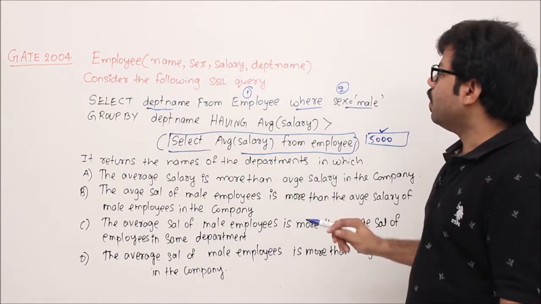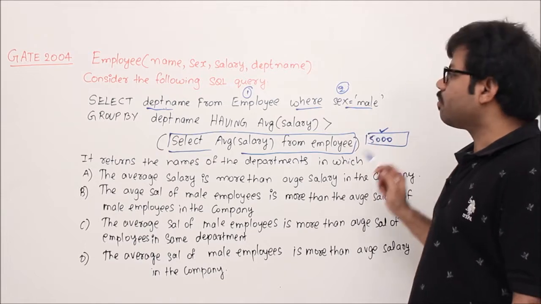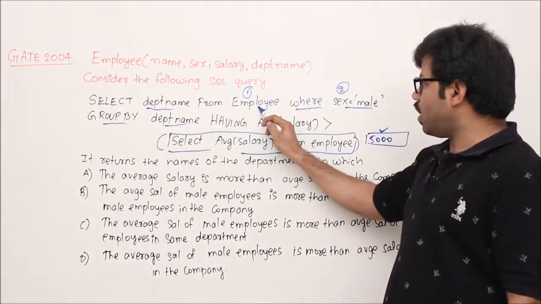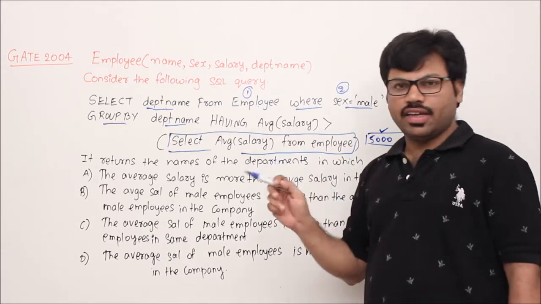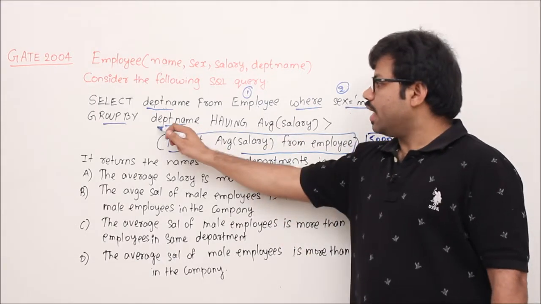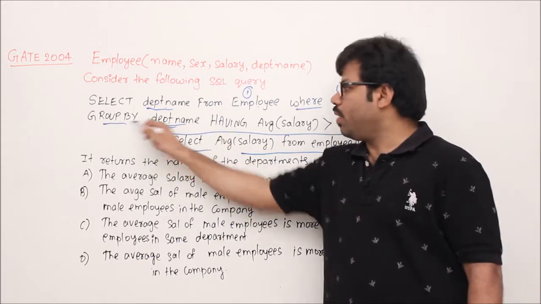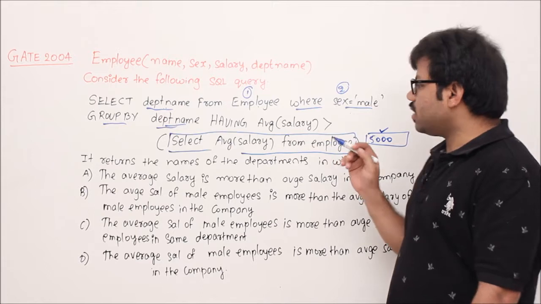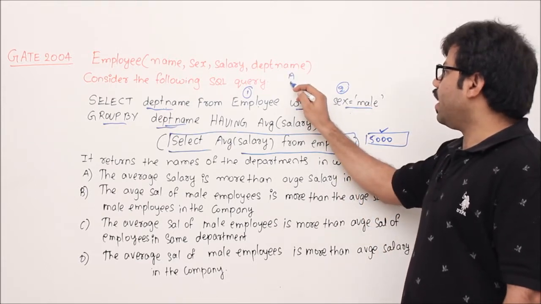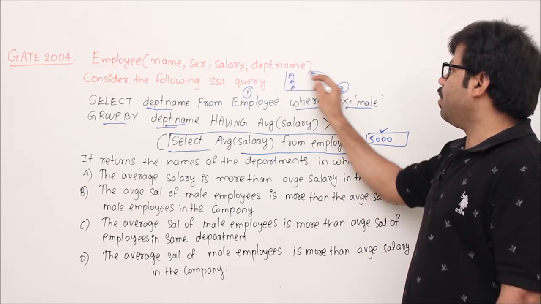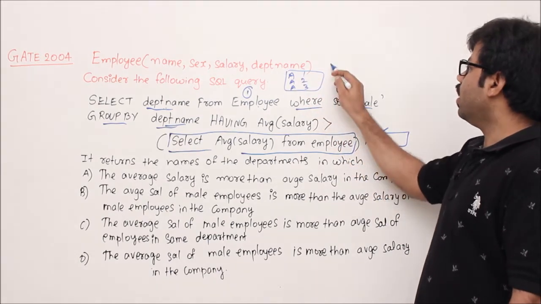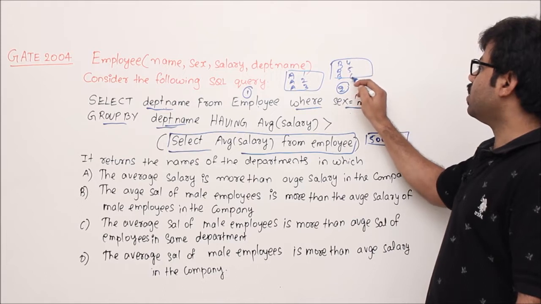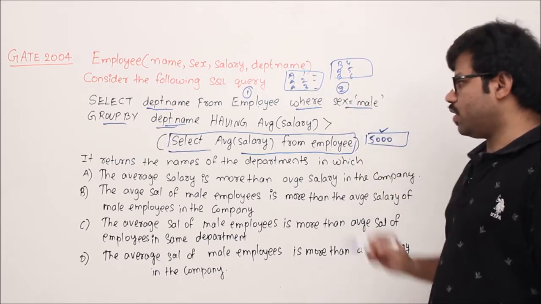Okay, so where employees are male, group by department name. That means the employees with sex equal to male are taken, only male employees. Then we are grouping by their department names. All such employees are grouped by department name. So we can imagine your data like this. Department A, all the people of department A, maybe employee 1, employee 2, employee 3. Department B, so employee 2, employee 4, employee 5, employee 6, in that way. But remember, these are all male employees.